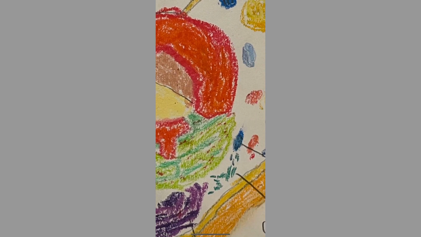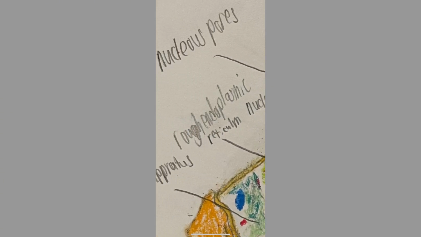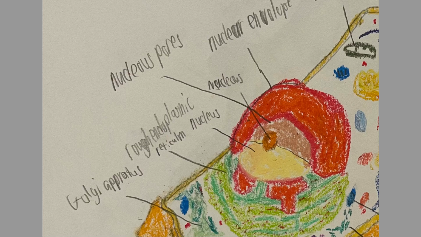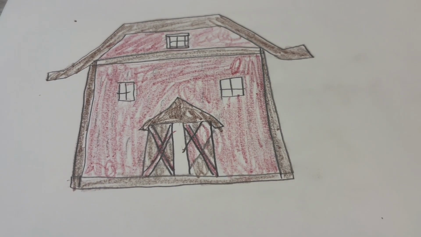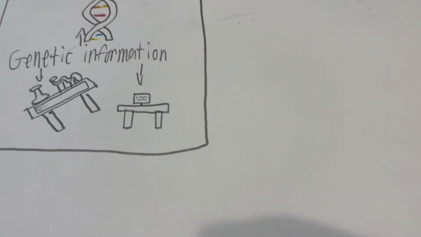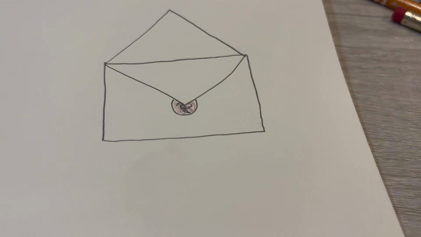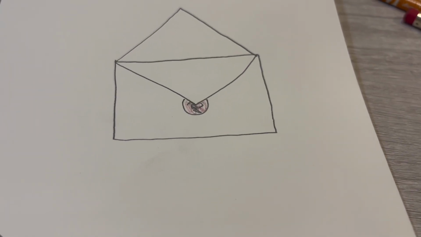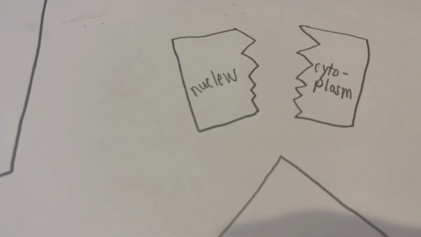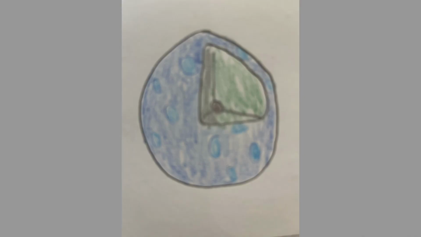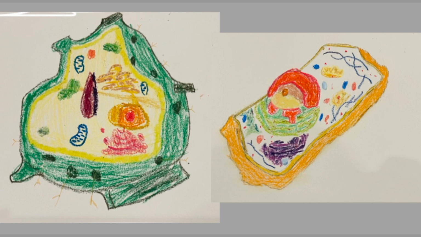Then right under it, you see the rough endoplasmic reticulum. We already know that the nucleus is the storehouse of genetic information as a cell's control center, and it is also found in plant and animal cells. Then the nuclear envelope separates the contents of the nucleus from the cytoplasm and provides the structural framework of the nucleus. It is also found in animal and plants.